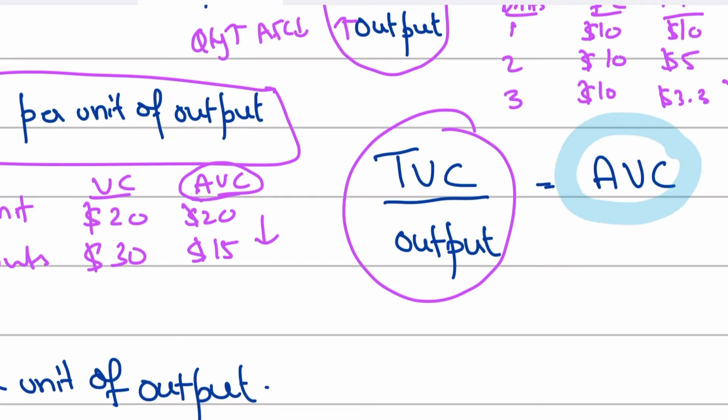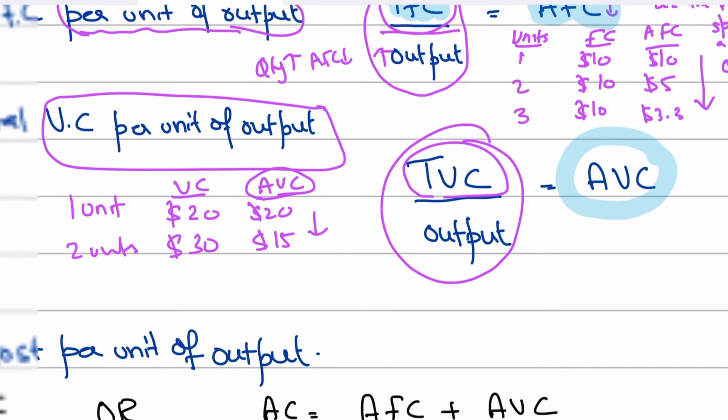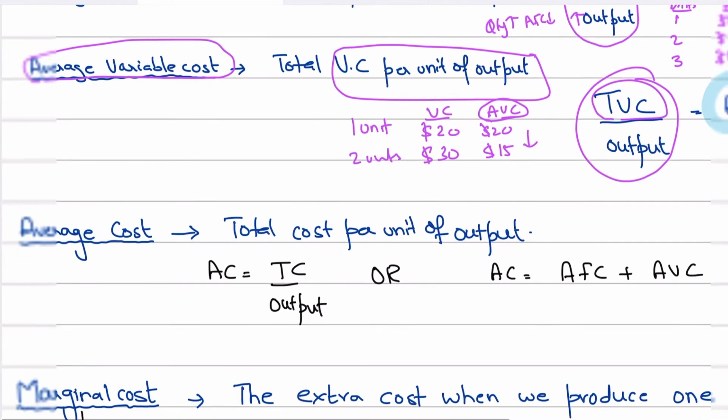The average variable cost will initially fall, but then it will start rising after diminishing marginal return sets in. But that's not what I'm going to be discussing in this video. We're going to be discussing that in the later videos. However, the way to calculate average variable cost is simply total variable cost divided by output. That's it. Moving forward, guys, what is average cost?